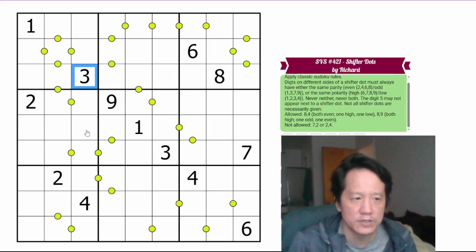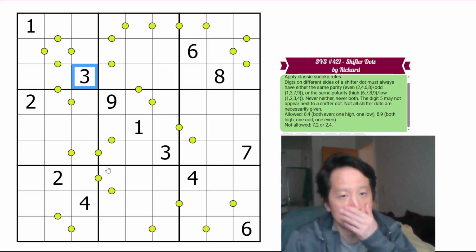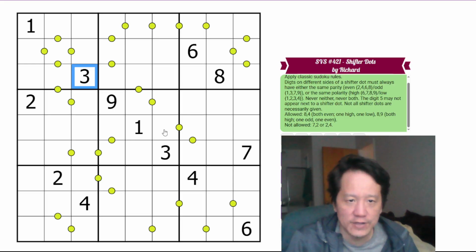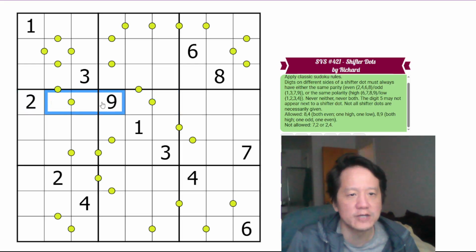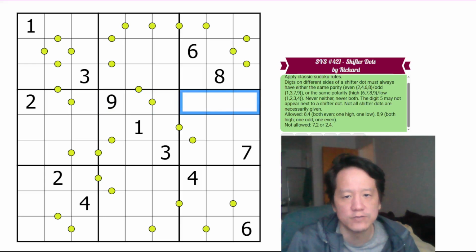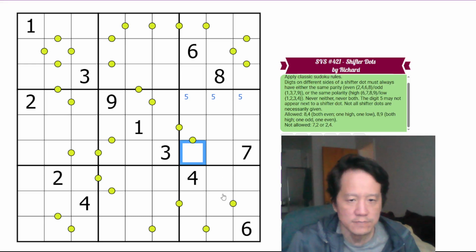This is interesting. So we know 5 can never be next to a shifter dot. So in row 4, where is the 5? It can't be next to the shifter dot. It can't be the filled in digits. So it has to be one of these 3 digits.